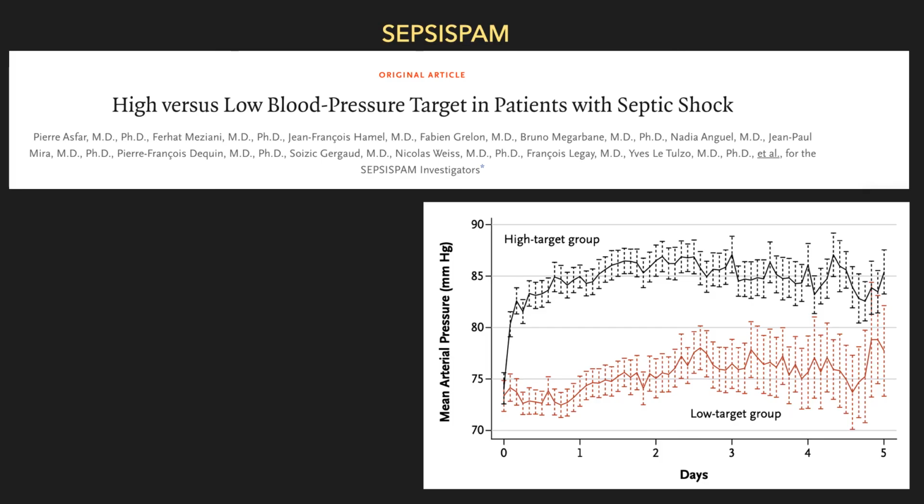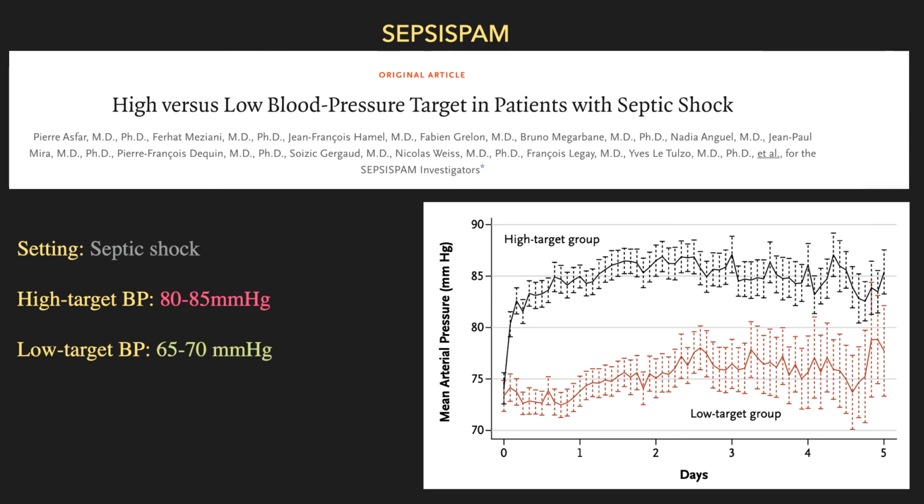Okay, the last part, I want to talk about 2 trials, the SEPSISPAM trial and the MAP60 trial. So do we really have evidence for setting a MAP goal of 65 for patients in sepsis? There is a randomized controlled trial comparing high and low blood pressure targets in patients with septic shock. Patients with septic shock were divided into 2 groups: a higher MAP goal, 80 to 85, or a lower MAP goal, 65 to 70. The primary outcomes were mortality at 28 days and mortality at 90 days.